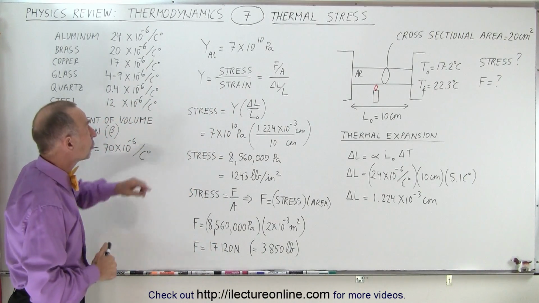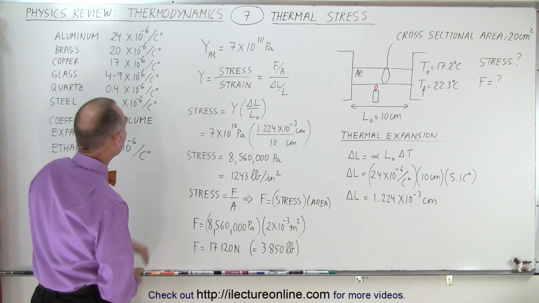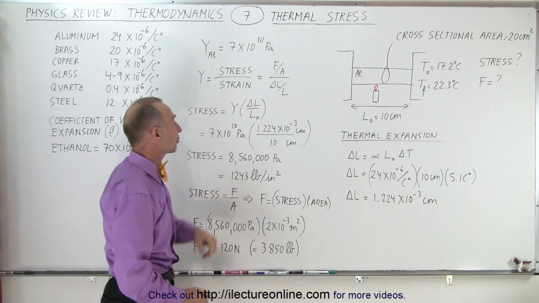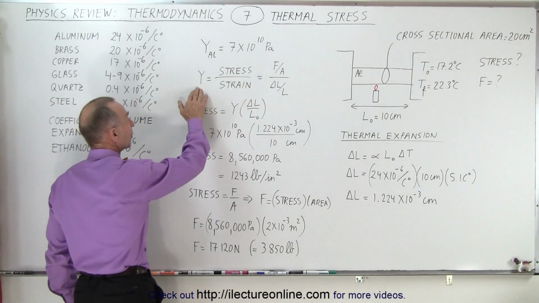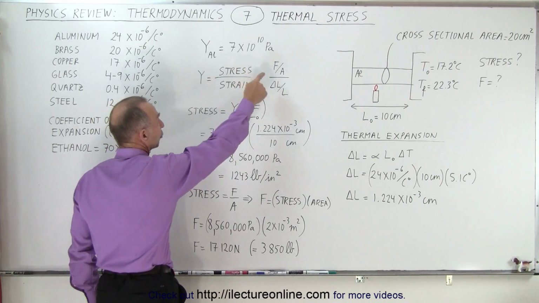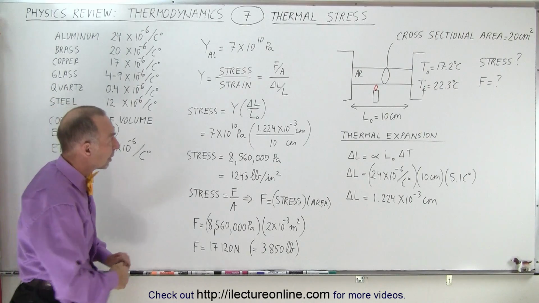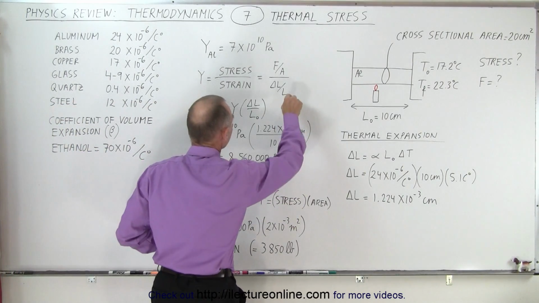Then we go back to what we call Young's modulus, and Young's modulus for aluminum is 7 times 10 to the 10 pascals. The equation for Young's modulus is stress divided by strain, and stress is force over area, strain is change in length over the original length. Maybe I should put down original length right here.